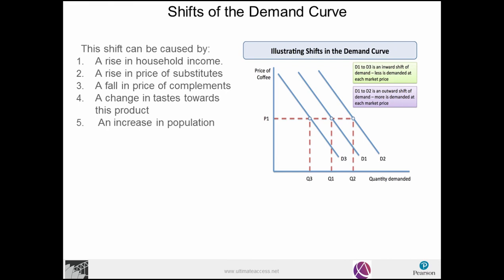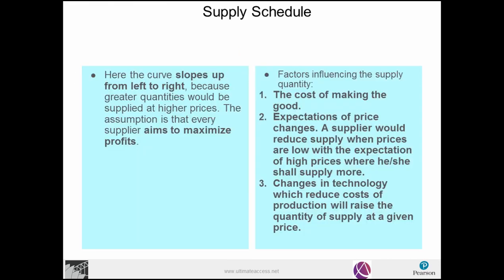A rising price of substitute goods: you realize here that if, for instance, the price of tea increases, the demand for coffee will increase. So coffee does not necessarily have to change its price, but the demand for coffee will increase because the price of tea has increased. You'll also find maybe a change in tastes towards this product. If you love the product more, you might demand more of it, even if it's at the same price. If the population increases, it means more people will be demanding that product.